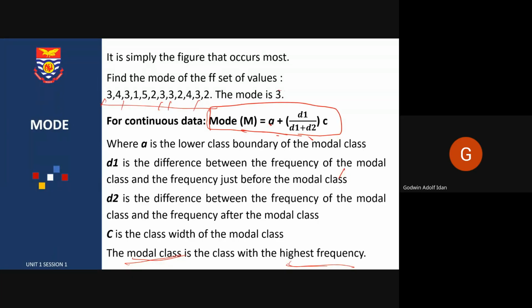So let's quickly look at an example if you've captured the formula. Can we move on?